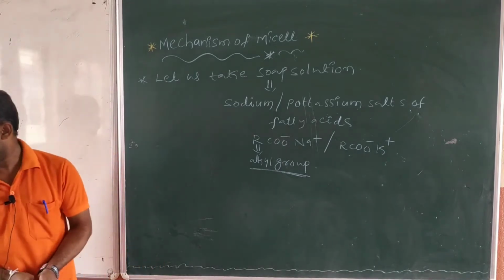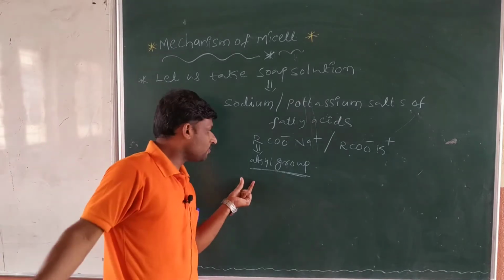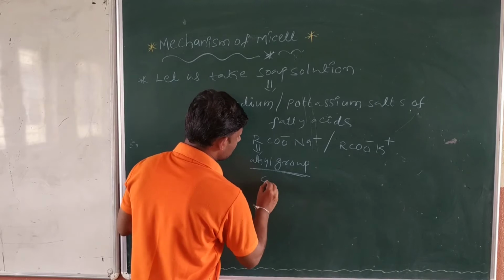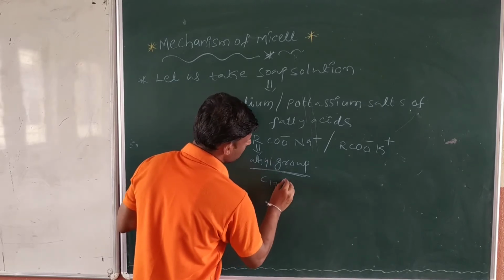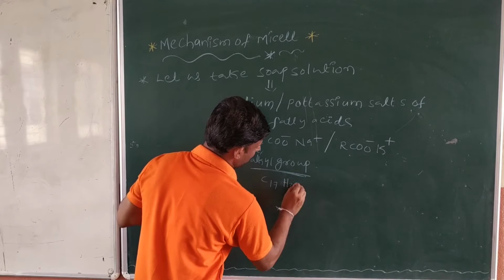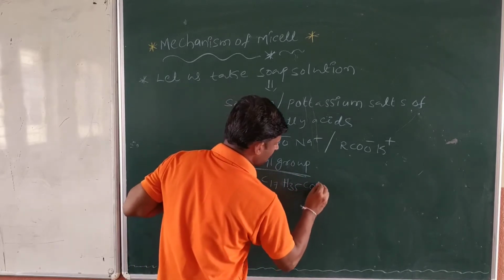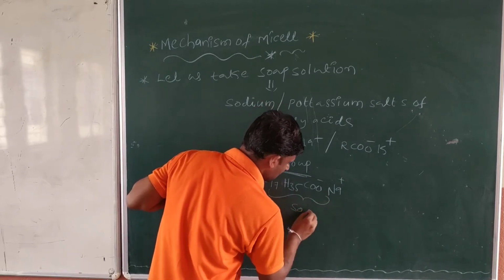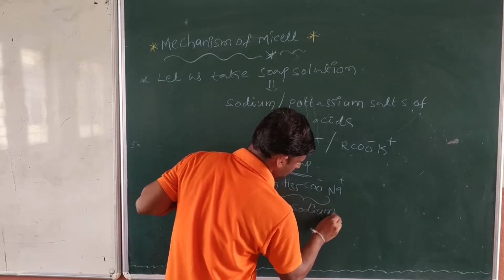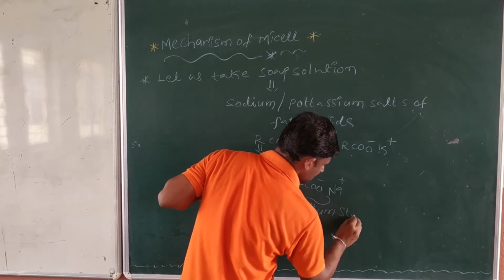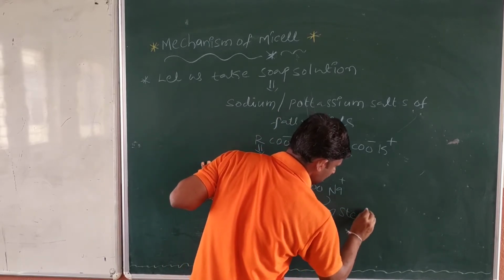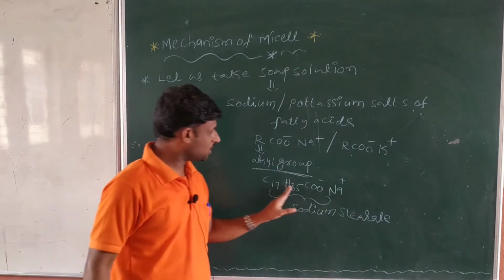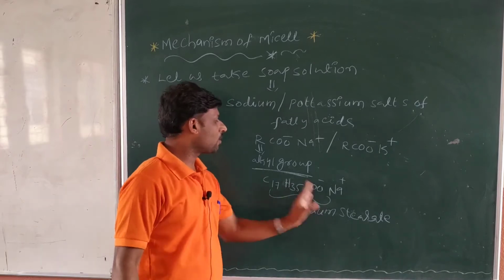Long chain means this alkyl group consists of a large number of carbon atoms. Suppose we take C17: C17 H35 COO minus Na plus. This is sodium stearate, which we generally use in soap. This is the commonly used soap solution. This is the formula of common soap.